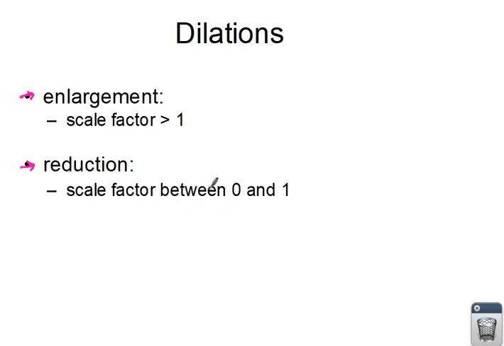A reduction is a scale factor between 0 and 1. So small fractions. Half as big, an eighth as big, 3/4 as big. Those are all reductions because it's less than 1. And we're going to do both.